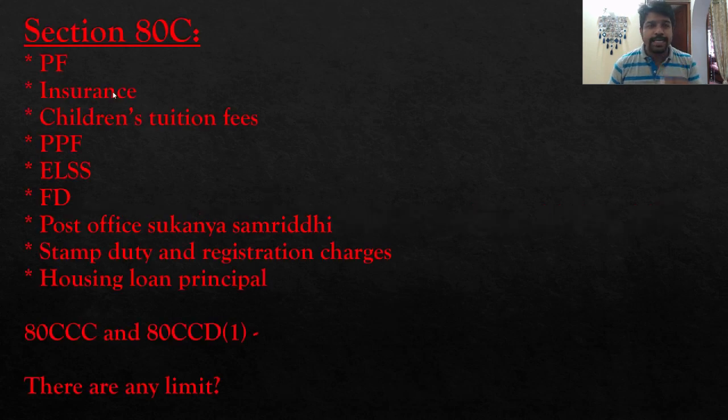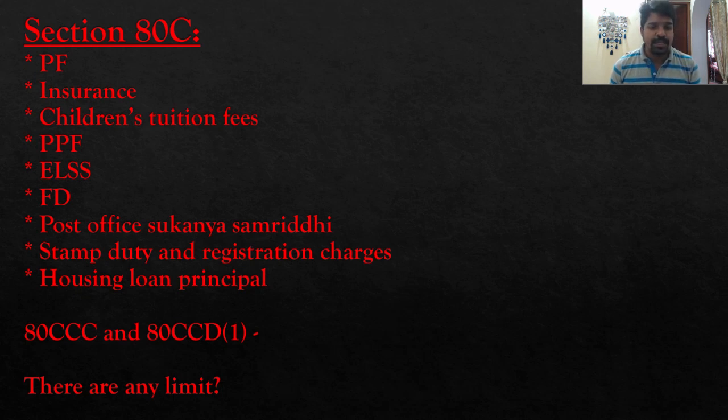So if you see, under 80C is your PF amount, whatever your contribution is, that you can show. Insurance amount, then children's tuition fee, only the tuition fee, not books and transport fees, those you should not include. Then PPF, ELSS, FD. You should do a five year term. If it is 4 years or 3 years, then you are not eligible to claim that. And FD, whatever interest you are getting, that is taxable. You have to show that interest under income from other sources.